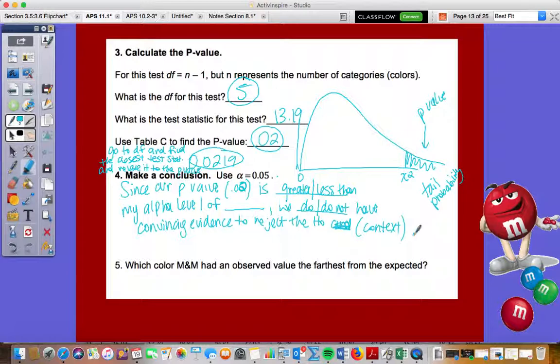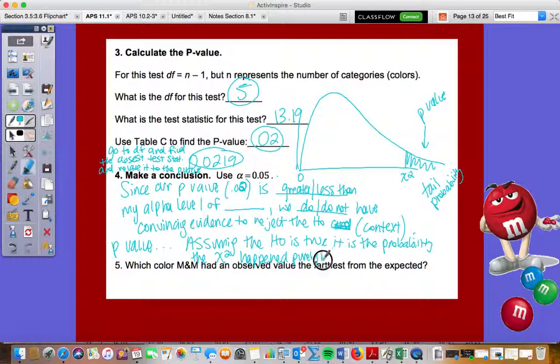All right. The p-value, remember, is assuming the null is true. It is the probability the test statistic of chi-squared happened purely by chance. Okay? Happened purely by chance. Again, that's the interpretation of a p-value. Not much different, right? A lot of times you don't have to put this in the conclusion, but it's good to at least know it for that p-value side.